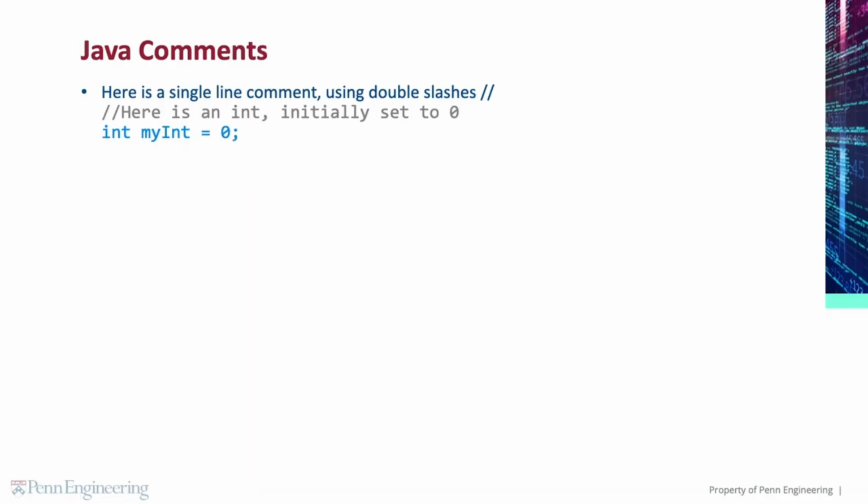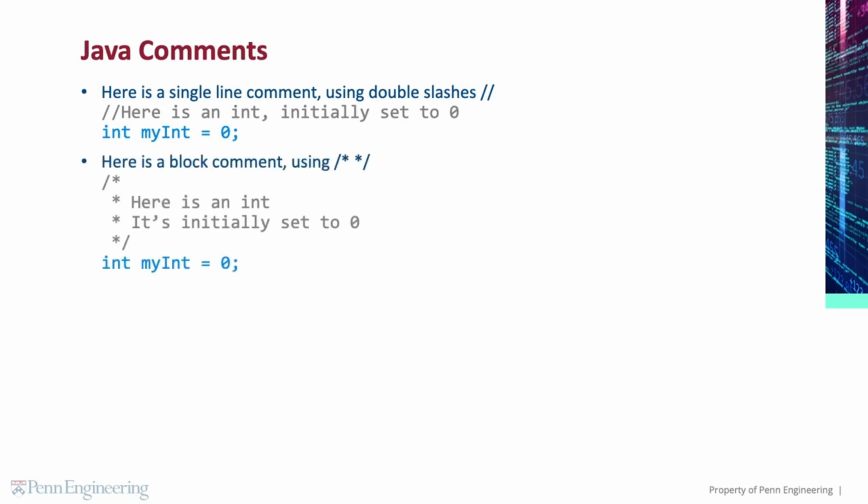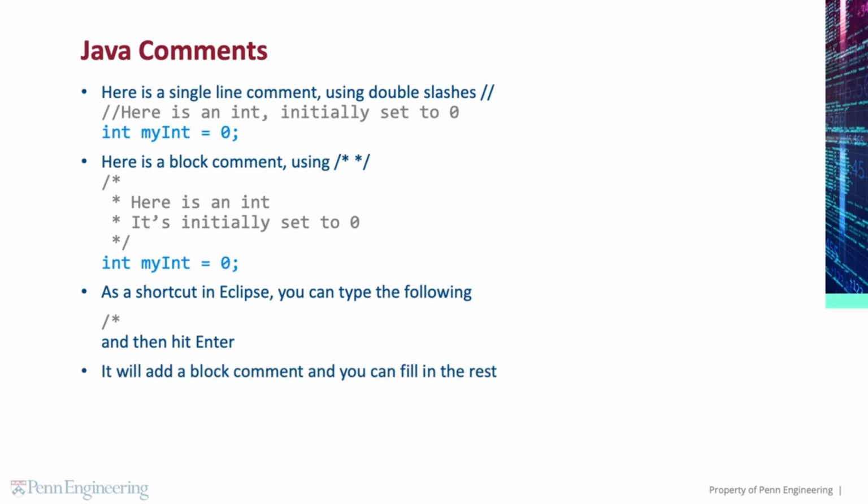Here's a single line comment using double slashes. Here's a block comment using /* and */. As a shortcut in Eclipse, you can type the following: /* and then hit enter. Eclipse will add a block comment and you can fill in the rest.